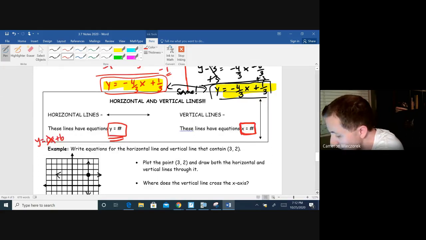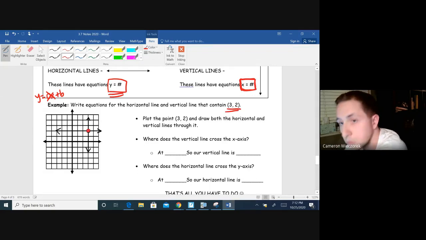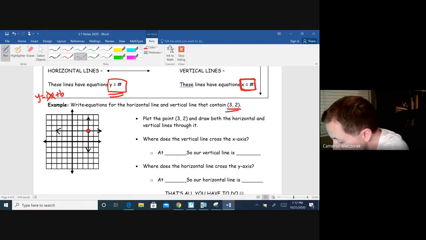A typical example looks like this. Write an equation for the horizontal line and the vertical line that contain the point 3, 2. So on the graph, you'll notice 3, 2 is plotted. I'm going to draw one of these lines. The blue one is the vertical line, and I'm going to make the green one horizontal. And we want to write an equation for each line.